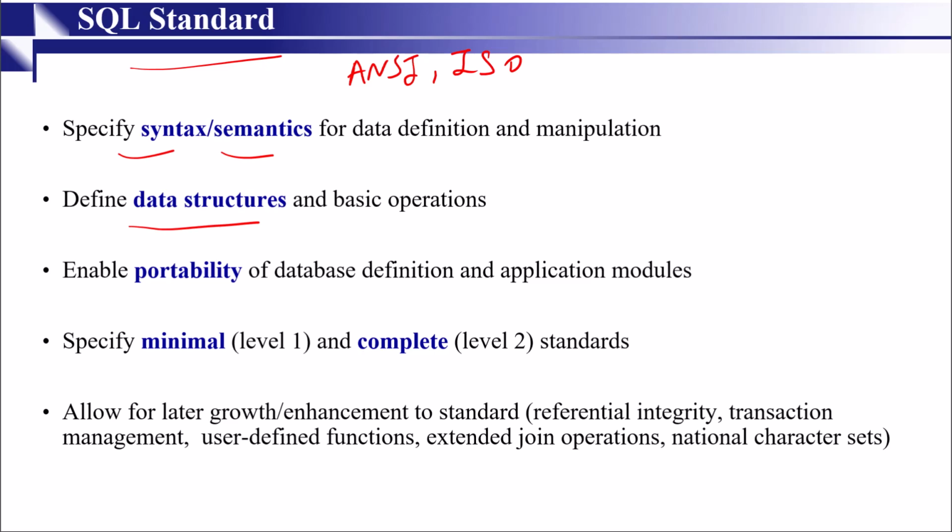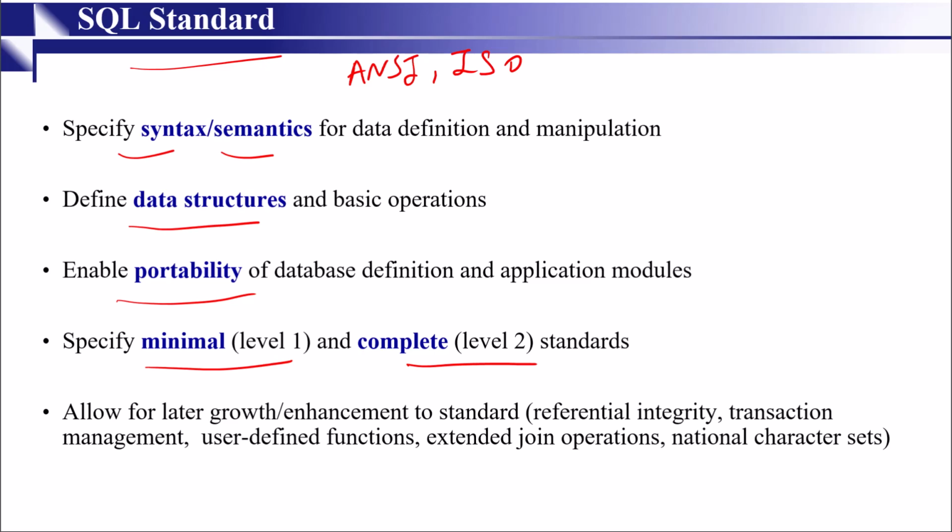This standard ensures portability, so database definitions and applications can move between systems. The standard has two levels, level 1 and level 2. Level 1 is for basic features and level 2 is for more advanced features. It is also designed to evolve, supporting new features like referential integrity, transaction management, and user-defined functions. This standardization is what makes SQL so universal and reliable.